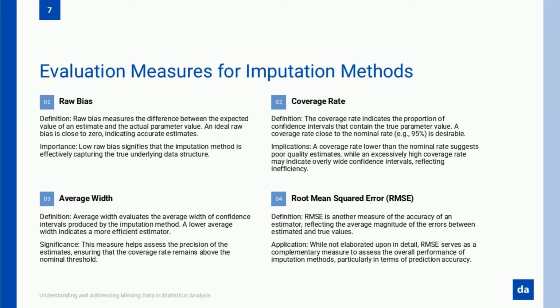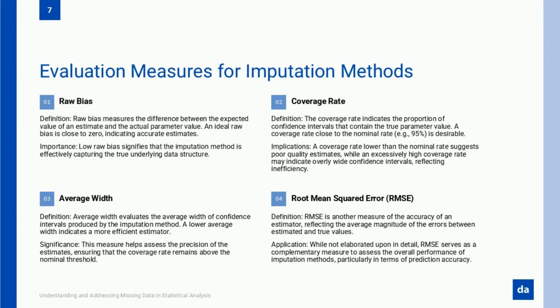Average width measures the size of the confidence intervals. If these intervals are too wide, it shows uncertainty and inefficiency. If they're too narrow, they might miss the true value altogether. Think of average width like the width of a bridge. If it's too wide, it's a waste of resources, but if it's too narrow, cars might fall off the edge. A good imputation method balances this width, efficient yet reliable.